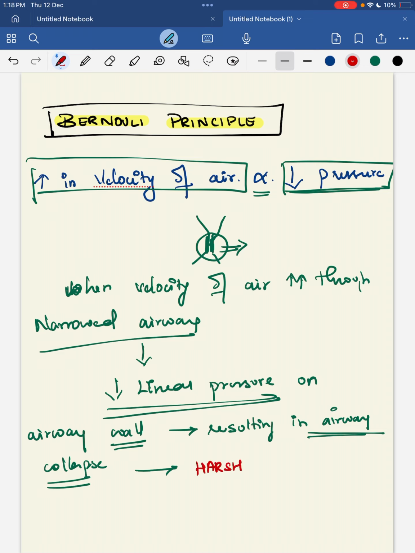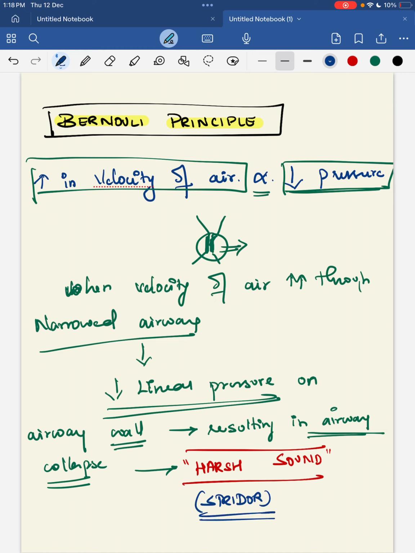Understood the concept behind stridor? It is mainly due to Bernoulli's principle. Yes. So how do you localize whether the pathology is in your supraglottis or glottis or subglottis or in your tracheal region? For that we have a few findings.